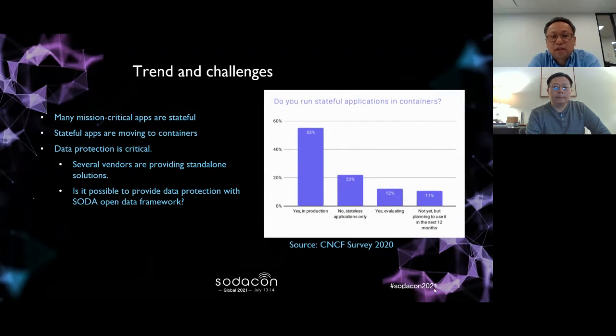There's a trend that many more mission-critical apps become stateful. As you can see on the right side, more than 50% of stateful applications in containers are already in production. And I'm guessing this number is increasing because more and more customers are approaching us asking for stateful application protection.